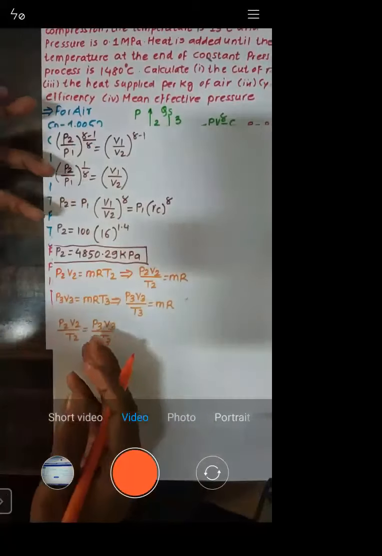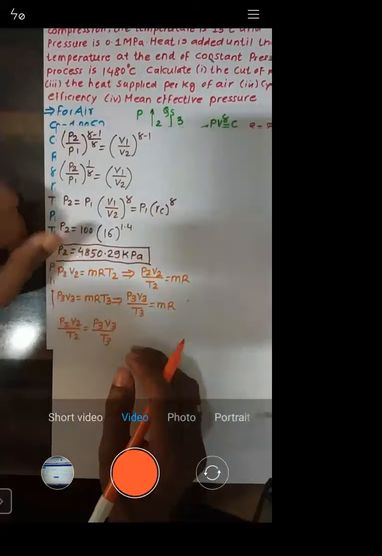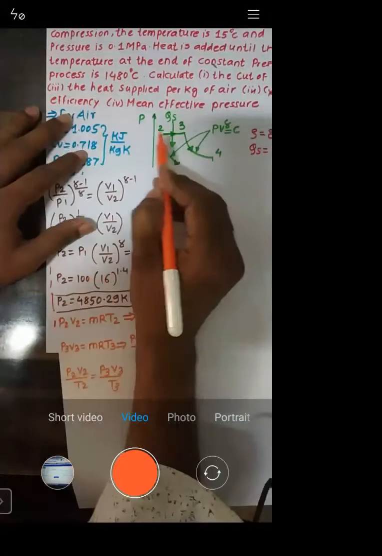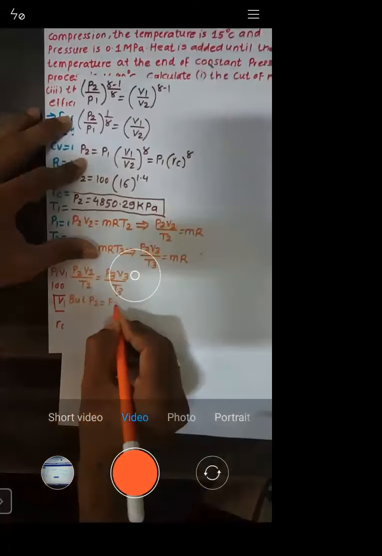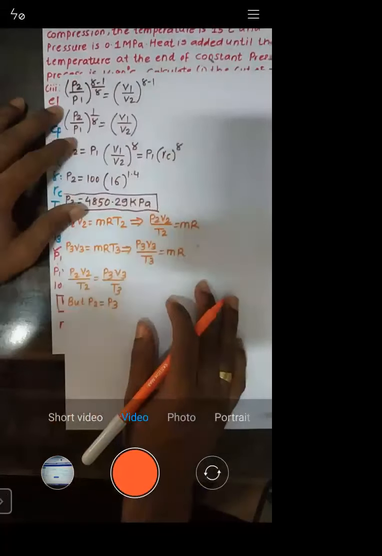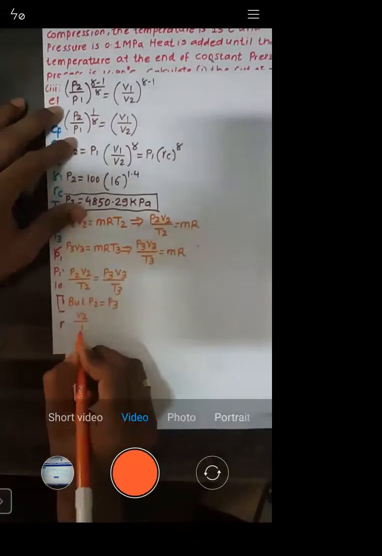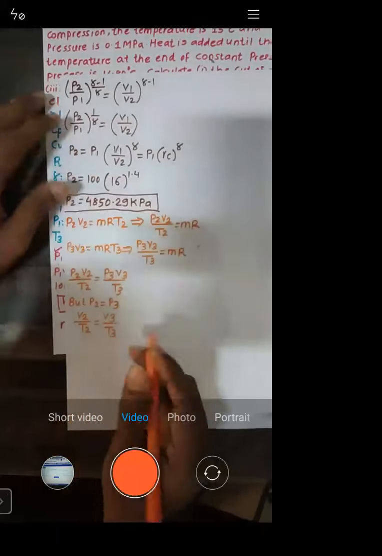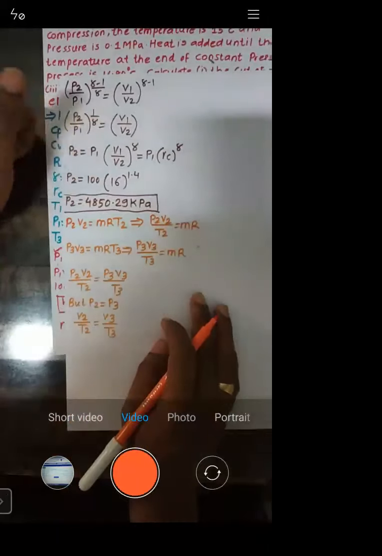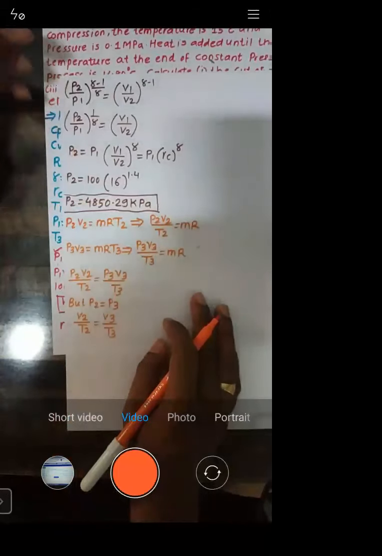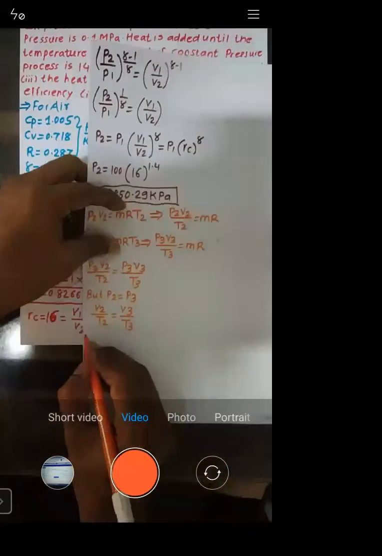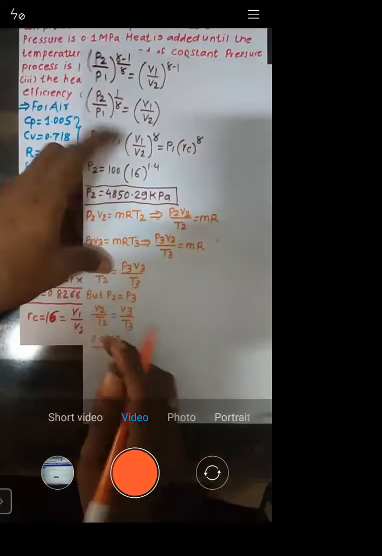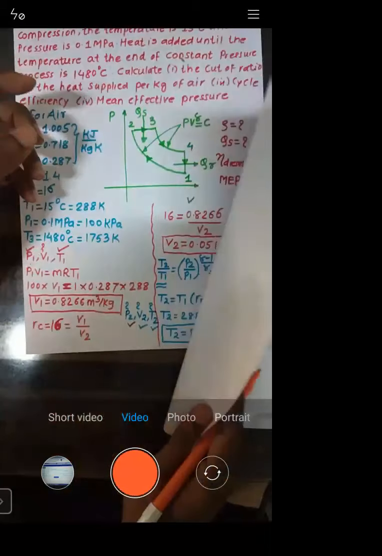See, the same sort of equation we wrote in the last numerical. But here what is the change? Here you can see P2 is equal to P3. So what new equation will we get? We'll get V2 by T2 is equal to V3 by T3. So this is the equation we got. Now the value of V2, do we know it? Yes, we know that it is 0.0517. This is V2. And the value of T2 we have calculated is 873.05.